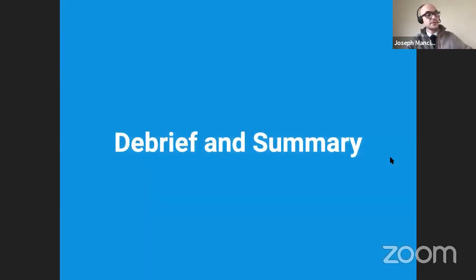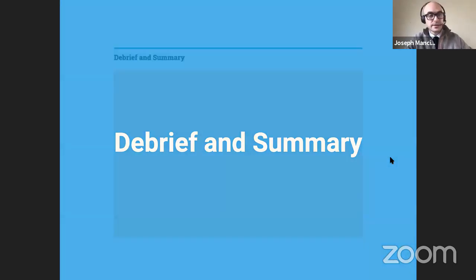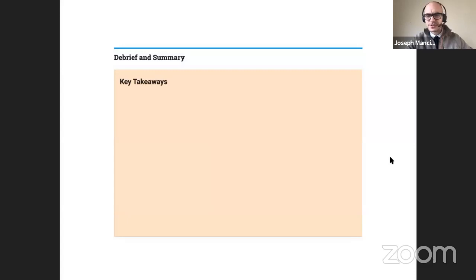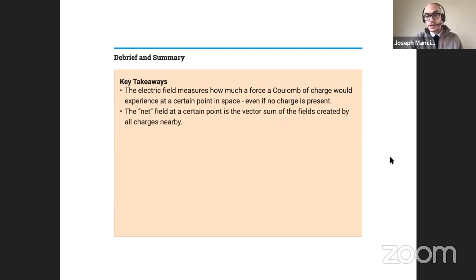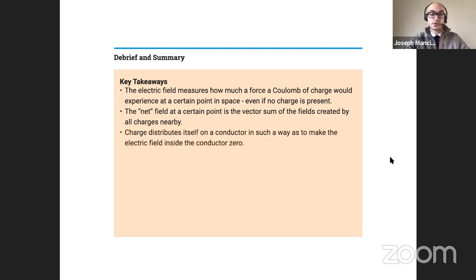Well, congratulations. We have done it again. We've gone through our practice problems, a quick debrief and summary. Just a couple of key takeaways from today. Electric field measures how much force 1 coulomb of charge would feel at a particular point, even when no matter is present. The net field at a point is the vector sum of the fields created by a charge distribution nearby. And charge distributes itself on a conductor in such a way as to make the electric field 0 on the inside of that conductor.